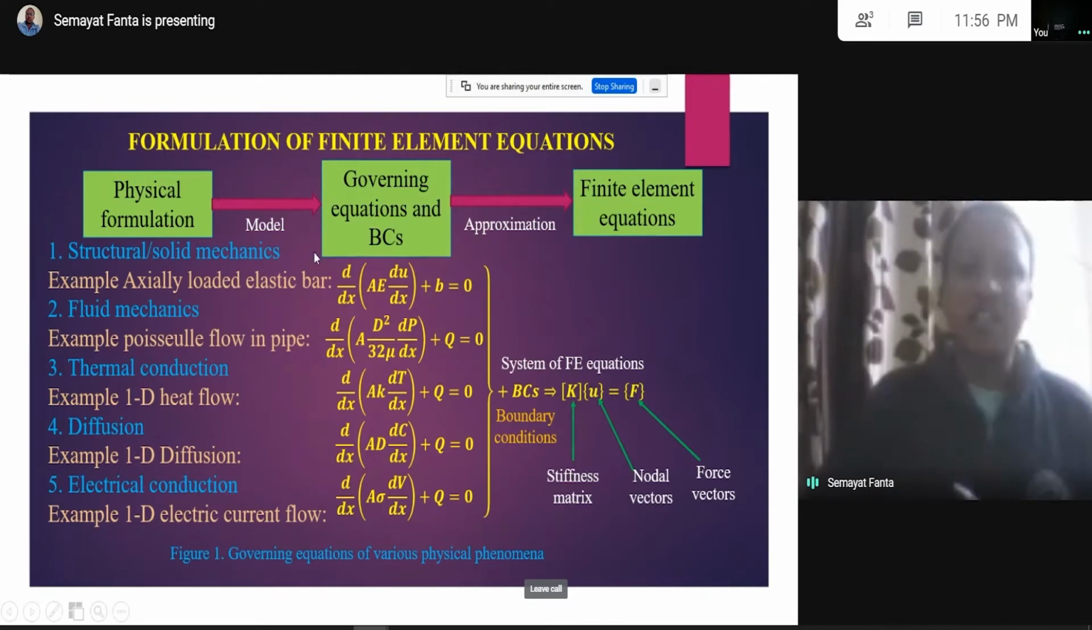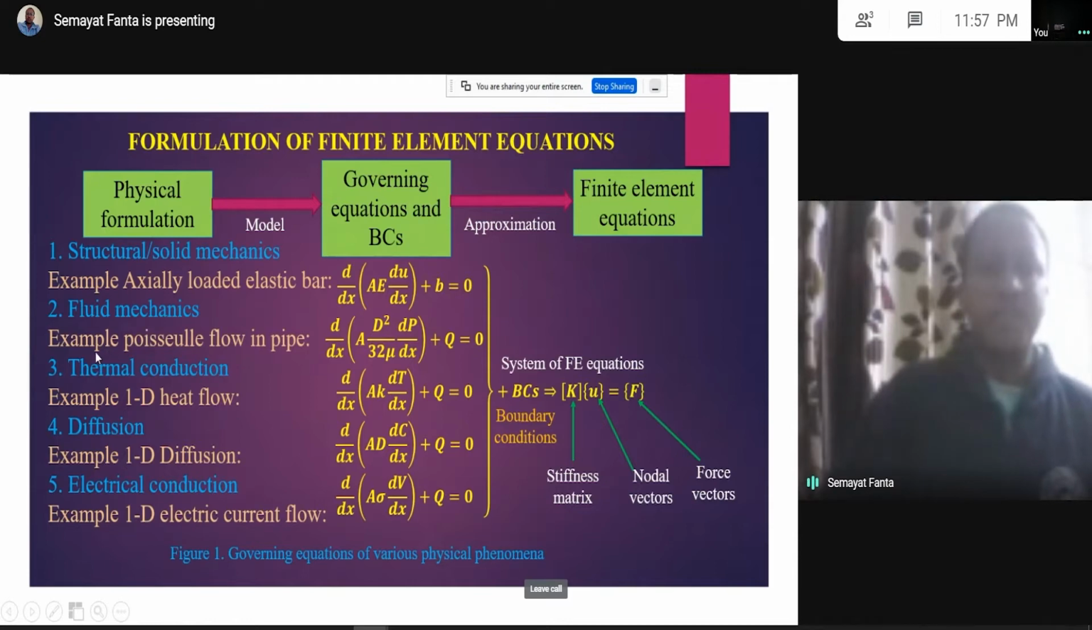So the governing differential equation for such a problem is this type: d over dx of AE du/dx. A is the cross-sectional area of the material, E is the Young's modulus, du/dx is the strain of the element. So this is strain, plus the body force b, which is equal to 0. So this is the governing differential equation for the axially loaded elastic bar.